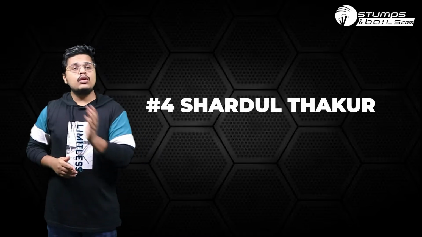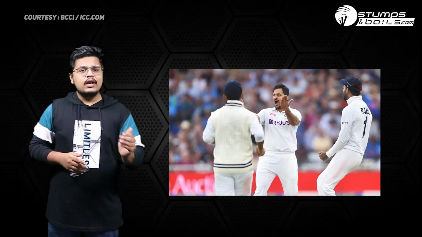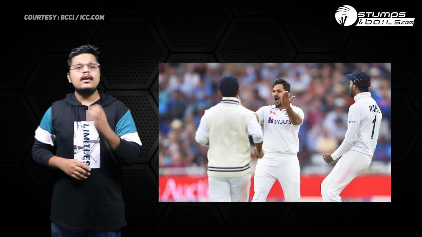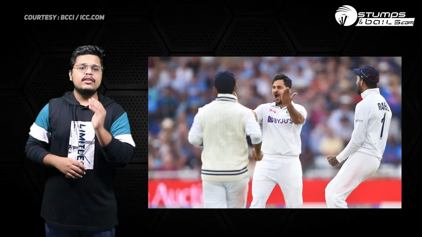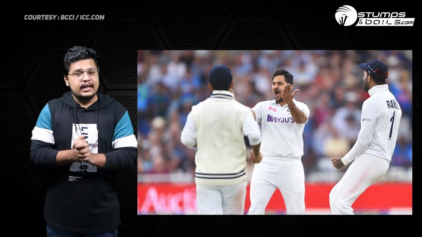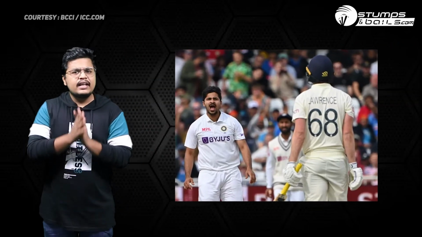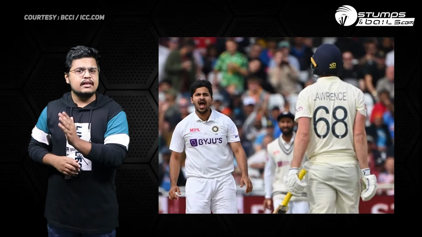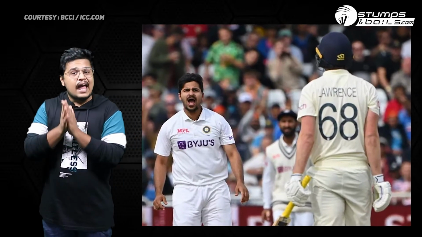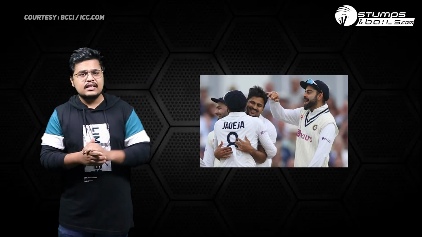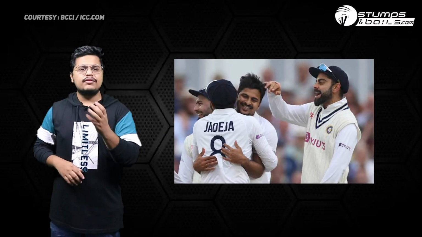Number 4. Shardul Thakur. Shardul Thakur is an honest trier. He has given more than 100% every time he has played for the country. His street-smart ability ensures that he stays in the game always. Shardul Thakur has proved his effectiveness in the first test itself, accounting for big wickets. An injury ruled him out of the second test and the winning combination kept him out of the third test.